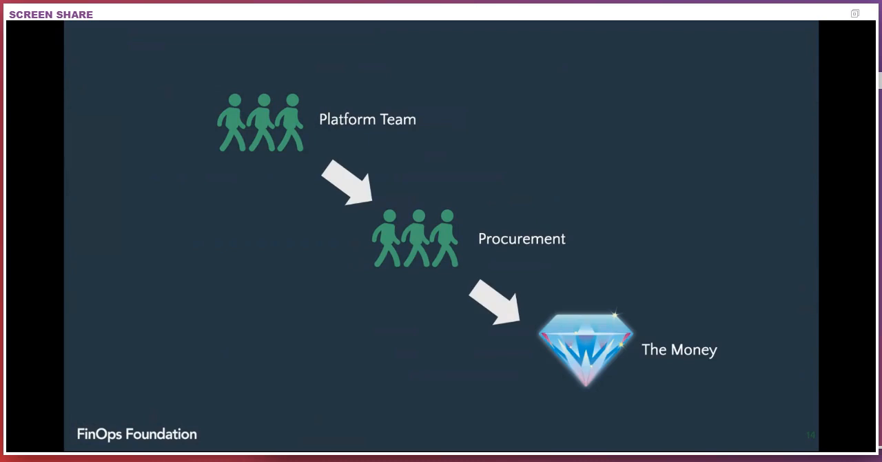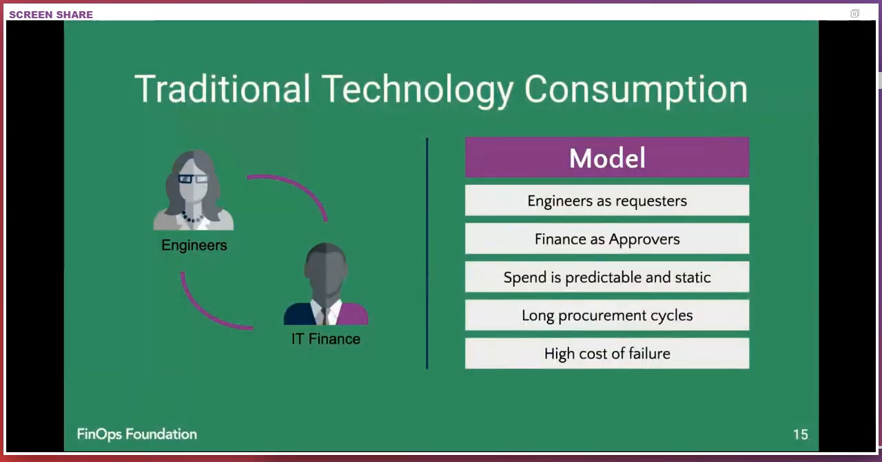And so this is sort of the traditional model. The engineers are requesters, but there's this gated approval for the actual spend of money in the organization. The spend is fairly predictable. Besides these large purchases, outside of that, they're fairly unknown spend month to month. There are usually long procurement cycles to get new equipment within the organization. And if the engineers come up with a bad plan, there's a high cost of failure there.